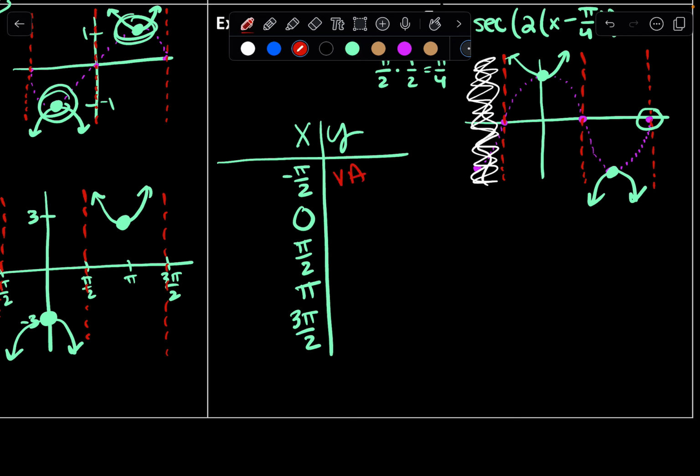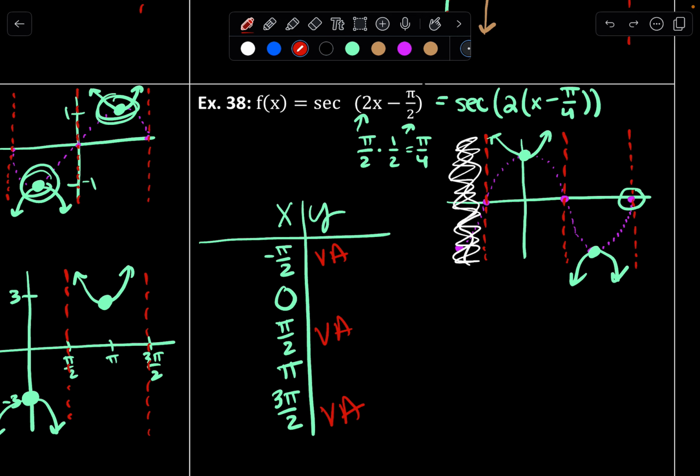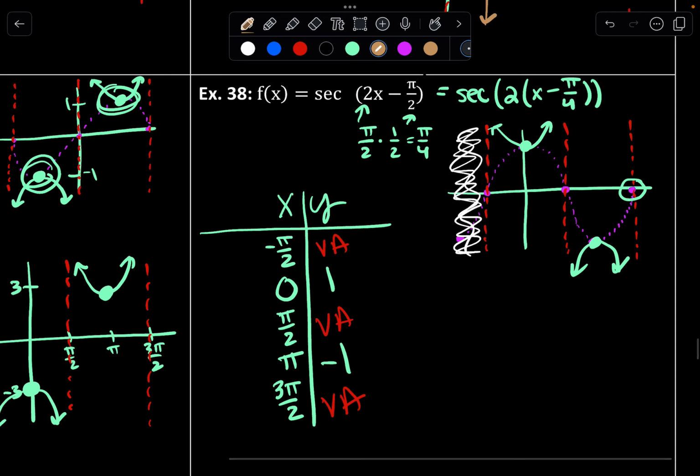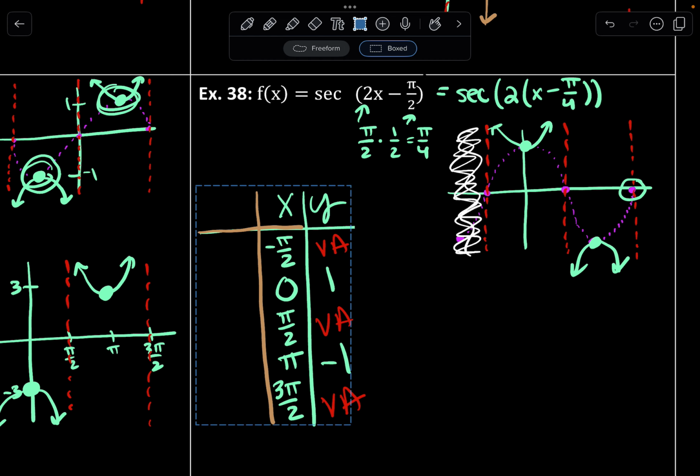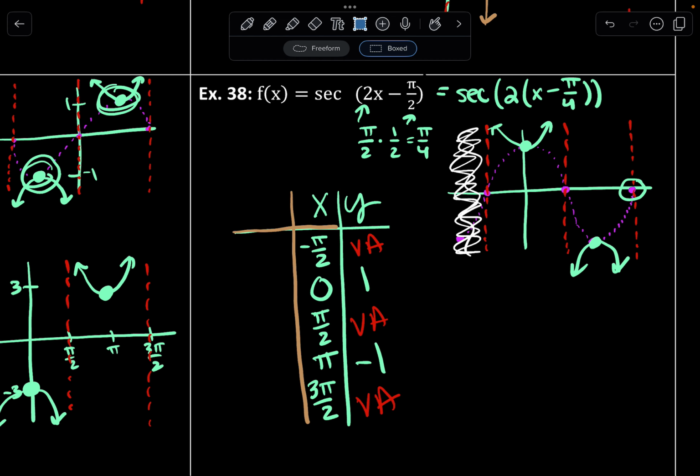So for outputs, vertical asymptotes occur every pi. And then at 0, we'll have that relative minimum. It's a maximum for cosine, which means it's a minimum for secant. So that's going to be at 1, and then negative 1. All right, so we only have transformations affecting the domain. So I'm going to go ahead and shorten that side, and then move this over a little bit.